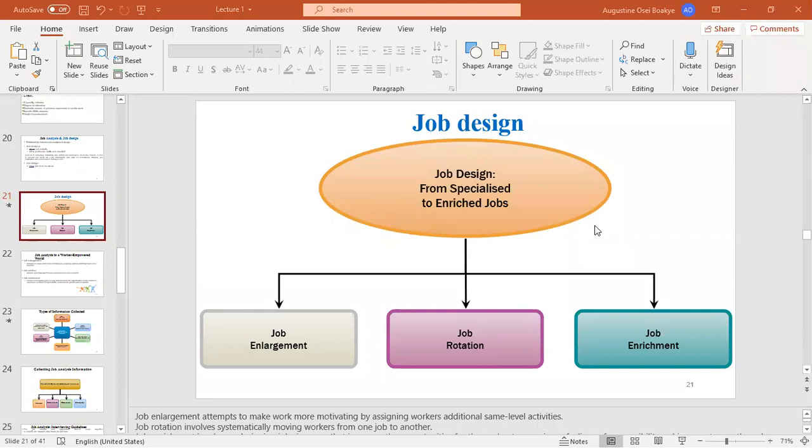And when you start doing organizational theory and design, then you will be introduced in rich detail to the various approaches and typologies of job design.